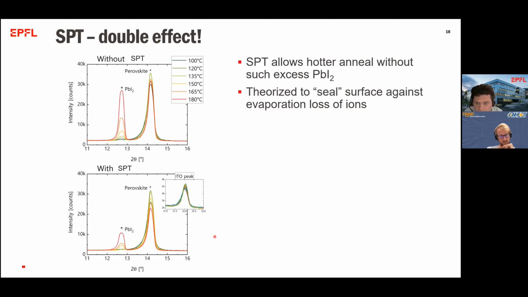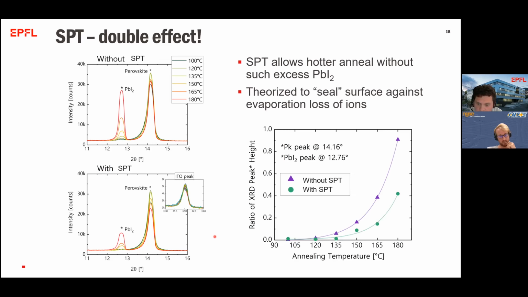To make this a little bit clearer or more quantitative, you can see here the relative peak area, a comparison between the perovskite and the lead iodide for the different temperatures. And clearly with surface passivation, we are more resilient to high temperature annealing.